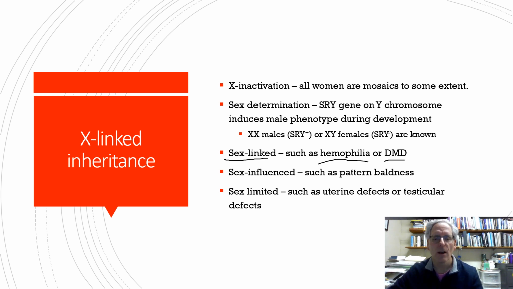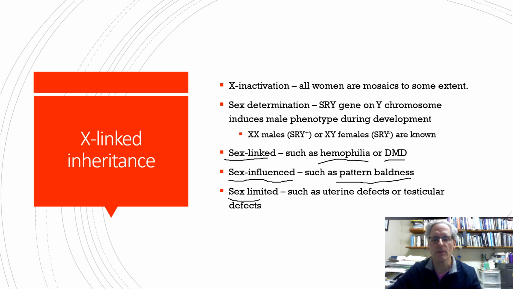Sex-influenced traits are traits that are not necessarily on the sex chromosomes. In fact, they're usually not. But the phenotype is influenced by the hormones produced by that sex, and the good example is pattern baldness. So Dr. Wyman, for example, his hair fell out when he was 20-something. Women, however, can have pattern baldness, but their hair usually falls out in their 50s or 60s. So the phenotype is influenced by the hormones produced by that sex.